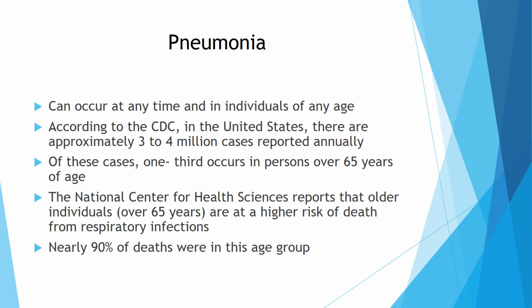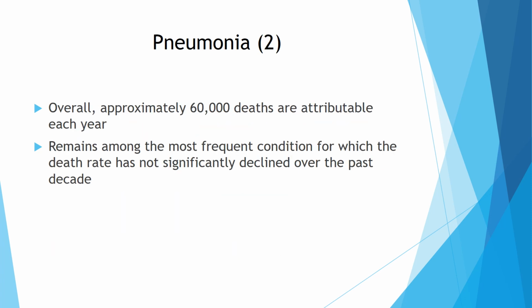The National Center for Health Statistics reports that older individuals, those over 65 years of age, are at a higher risk of death from these respiratory infections. And so nearly 90% of all deaths from pneumonia are in this age group. So overall, approximately 60,000 deaths are attributable to pneumonia each year. It remains among the most frequent conditions for which the death rate has not significantly declined over the past decade.